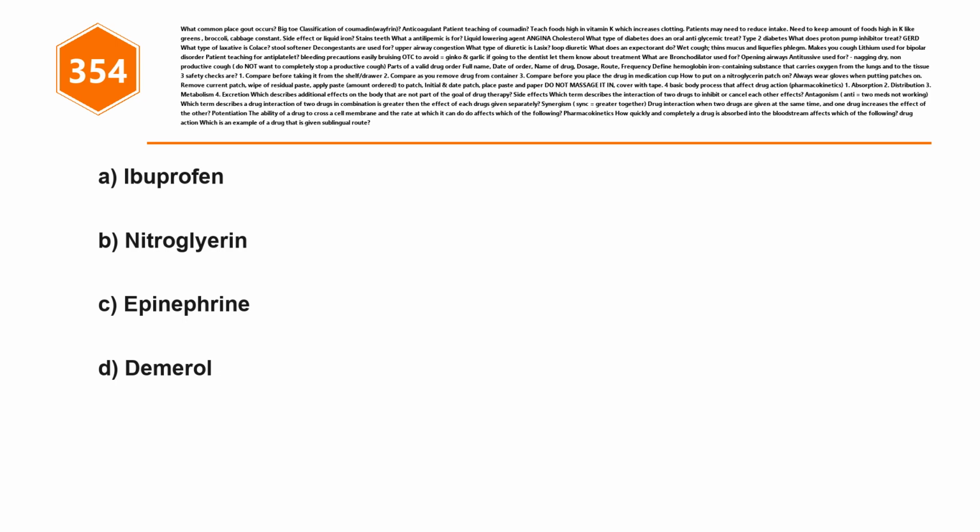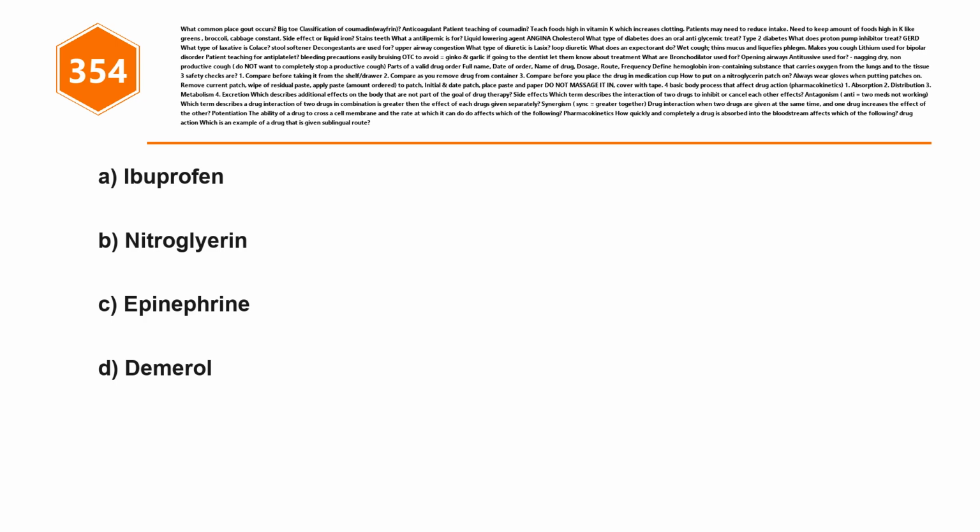3 safety checks are: 1. Compare before taking it from the shelf/drawer. 2. Compare as you remove the drug from the container. 3. Compare before you place the drug in the medication cup. How to put on a nitroglycerin patch: always wear gloves. Remove the current patch, wipe off residual paste, apply paste, amount ordered, to the paper, initial and date it, place paste and paper. Do not massage it in, cover with tape.